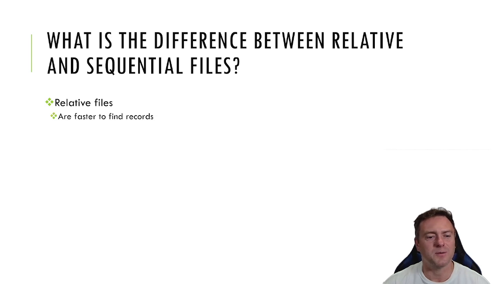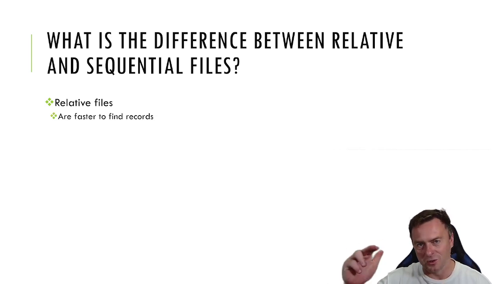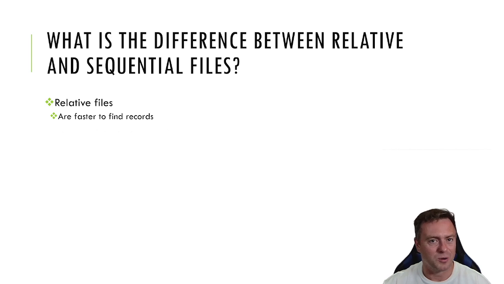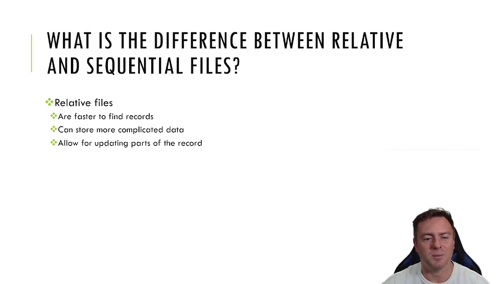Well, relative files are faster to find the records because it's just looking for that key and not reading the whole row. It can store more complicated data and allows for the updating of parts of records. So you can go through and change just one part if you wanted. For example, in that previous example, the birth date might be wrong for one person. You could just change it and not have to rewrite the whole file.